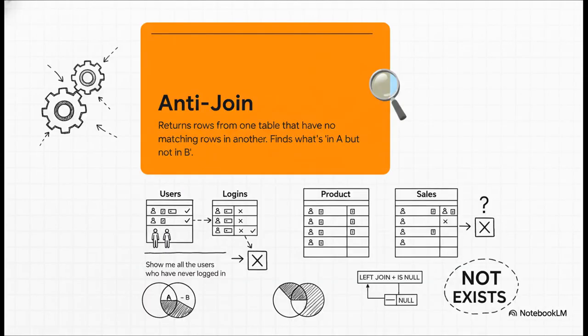Ever need to find out who didn't do something? Like which customers have never placed an order, or which products have never been sold? That's exactly what an anti-join is for. It's a pattern, usually a left join, that's designed specifically to find what's missing.